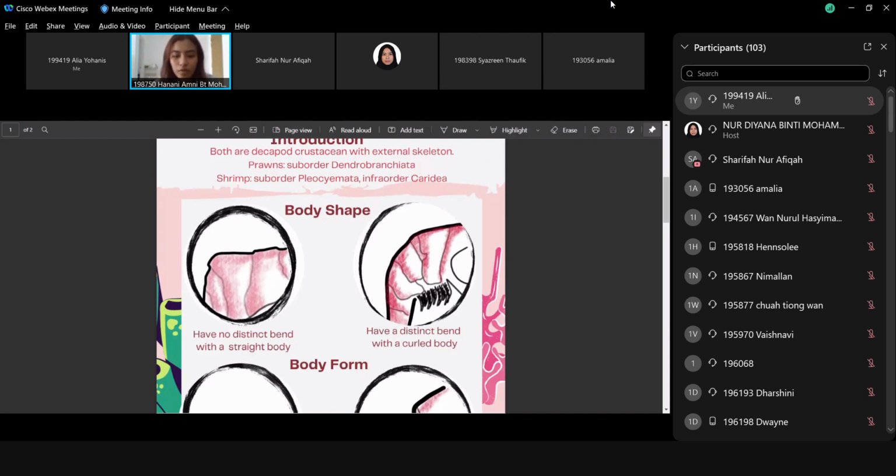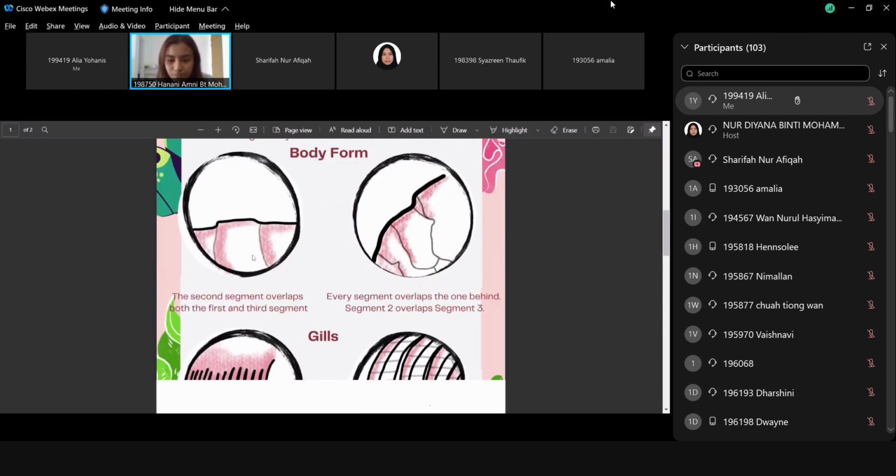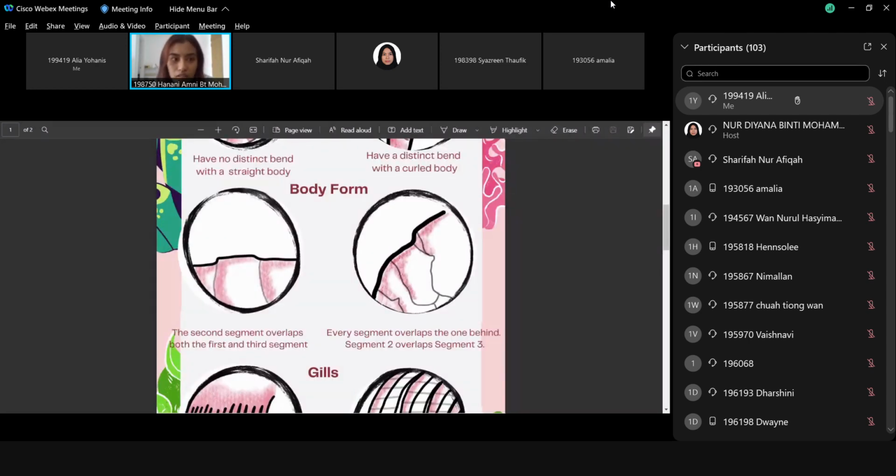So next one is the body form. On the right side, the prawns' segments overlap the one behind. You can see from the picture that segment 2 overlaps segment 3, while for shrimp, only the second segment overlaps both the first and the third segment.